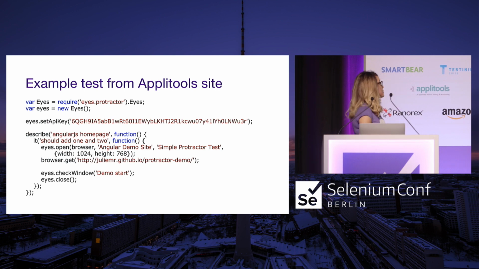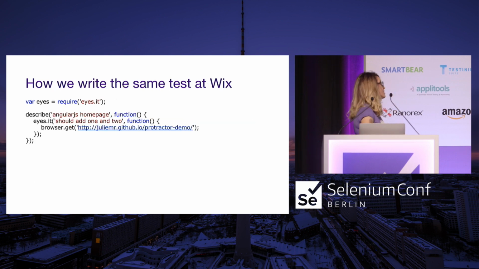This is an example test from the Applitools site. Yesterday, you could see it also in Doron's presentation. What it does is open an Angular page and create a screenshot of it, not Angular Protractor. But you can see that it's a pretty big test, to be honest. That's how the same test looks at Wix, how we write the same test at Wix.